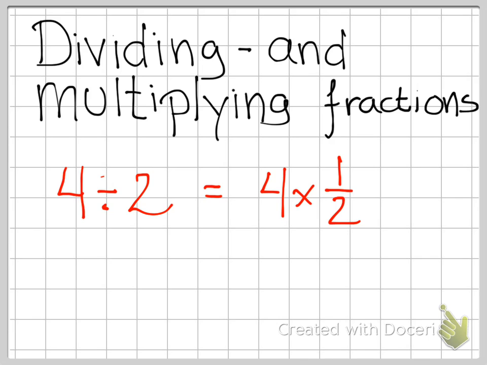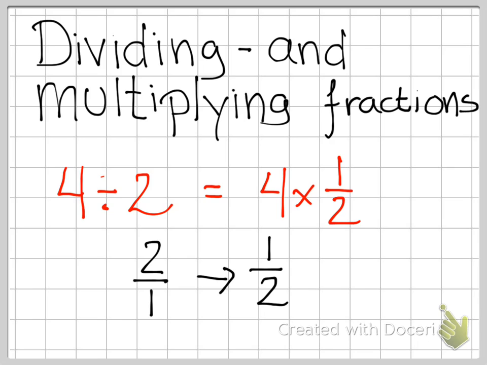And we do that by using the reciprocal. You probably remember that if we write 2 as a whole number, it's written like that with a denominator of 1. And if we flip it over, it becomes 1 half. We call that the reciprocal, right? The reciprocal of 2 is 1 half. That's when we flip the number over.